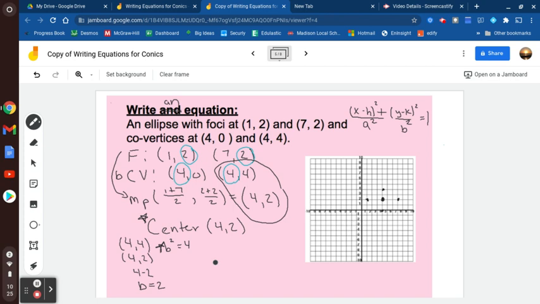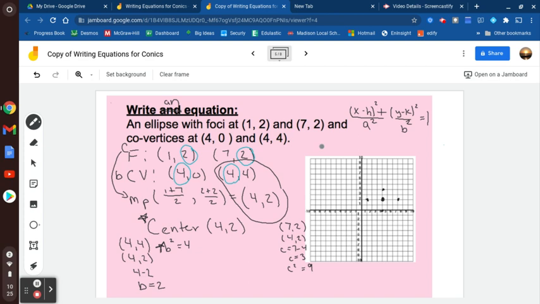Well, we said a squared, right? So we don't have it. But if I find c squared, could I then come up with a squared? Yeah. So foci are tied to c. We're going to do the same thing. So I'm going to take 7, 2. Some of you see it, and that's fine. And I'm going to take 4, 2, the center. So I'm going to say c is 7 minus 4. So c is 3. And if you did that without any work, that's fine. So c squared is 9.